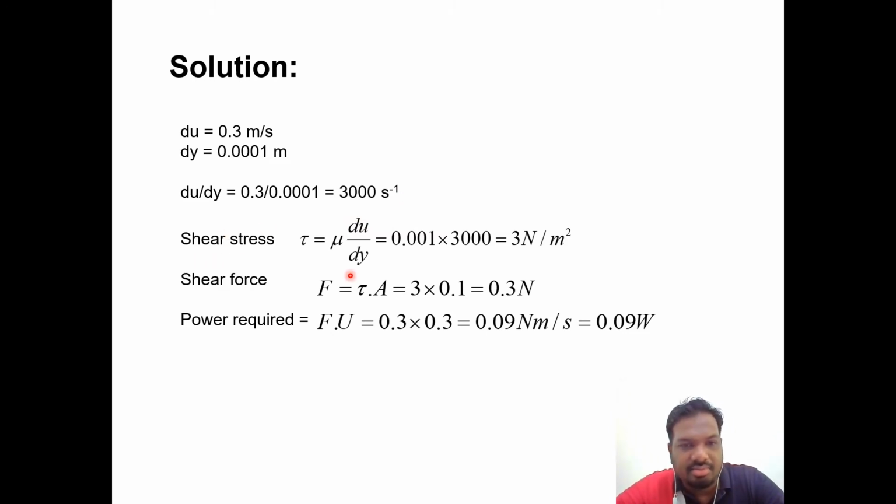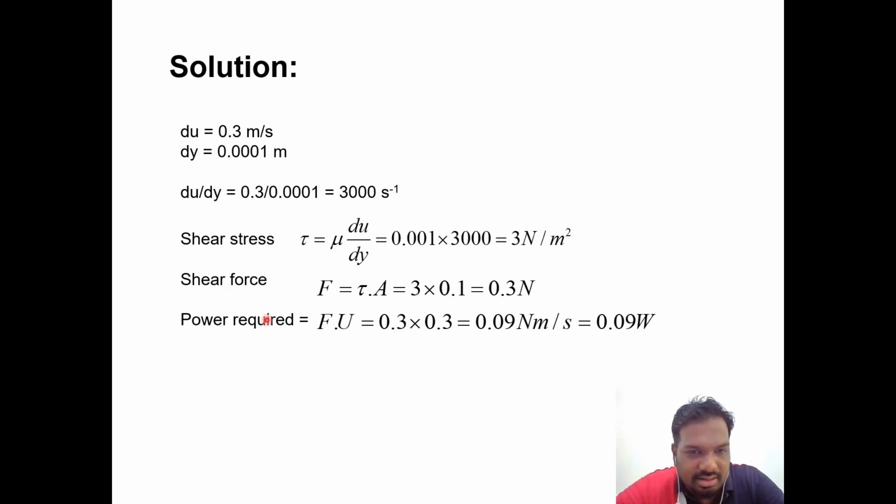Then we can calculate from the formula for shear stress, tau equals mu du over dy. So just replace the values. Okay, mu is 0.001 times du over dy calculated, 3000 per second. Then the shear stress is 3 Newton per meter square. It depends on if they never mention any unit that they want you to find, so you can give any unit related to shear stress.